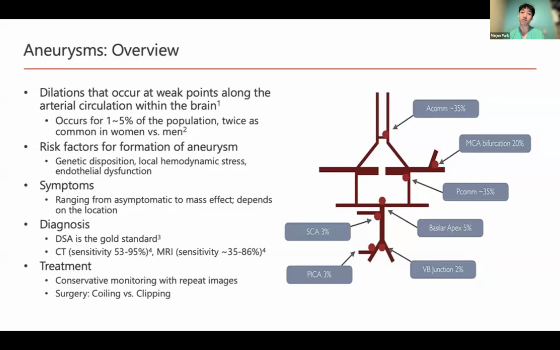Treatment for the aneurysm itself, I don't want to talk about the subarachnoid hemorrhage plus the aneurysms, but just the aneurysm itself. Before it ruptures, you could do things like conservative monitoring with repeat imaging, or for ones that have ruptured, the options would be surgery, which could include coiling versus clipping.